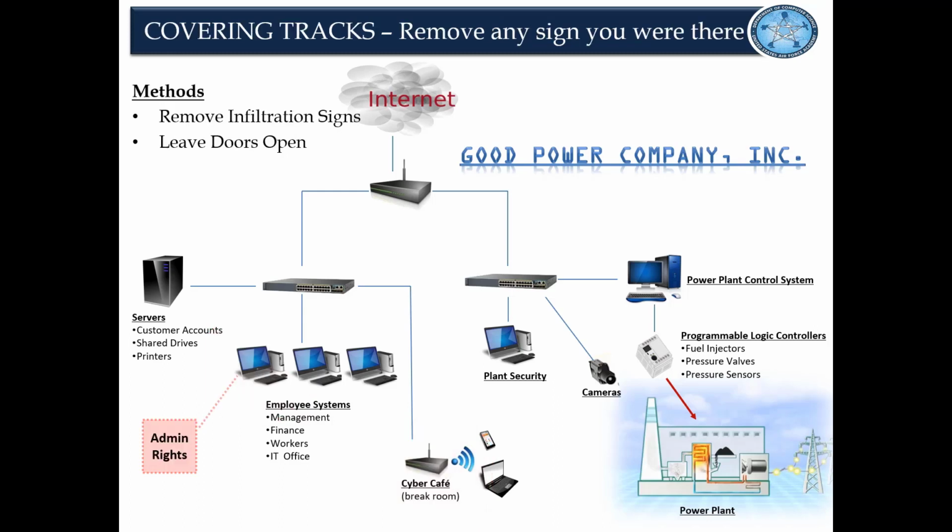The objective here is to remove any sign that we were there. So you have to go take a look at your log files for the operating system that shows that you might have been in, or things of that nature. You have to remove infiltration signs, which means anything that you've done that might have been recorded in some way, shape, or form you want to get rid of. And then leaving doors open, you want to make sure that they're discrete doors.